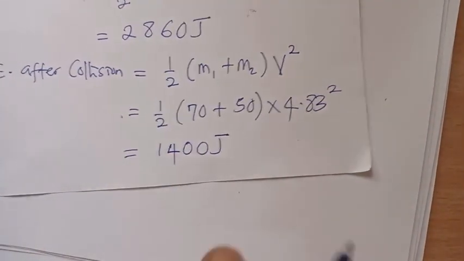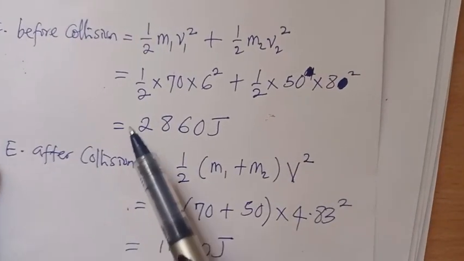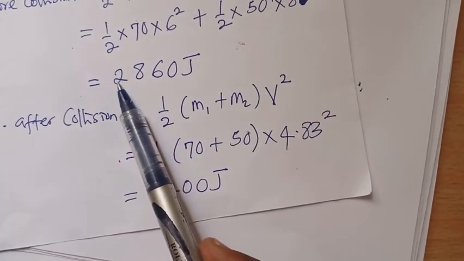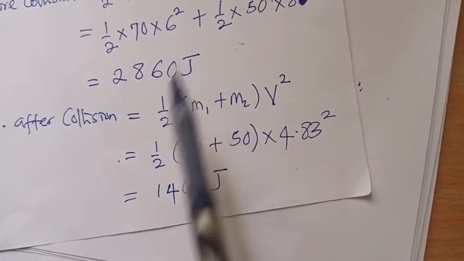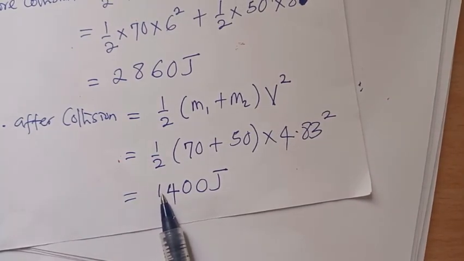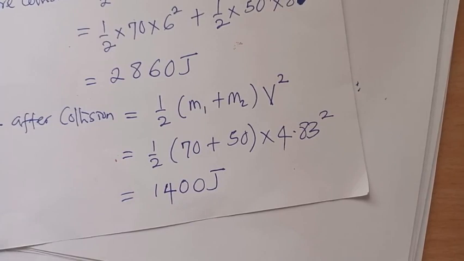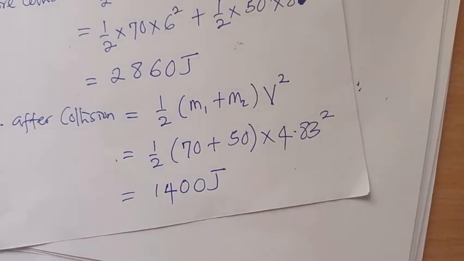Okay, wow. So you can see that the kinetic energy has reduced from a total of 2,860 joule to a total of 1,400 joule. Where is the remaining? The remaining kinetic energy has been transformed into other forms of energy, like sound energy when they collide, and possibly heat energy or light as well.